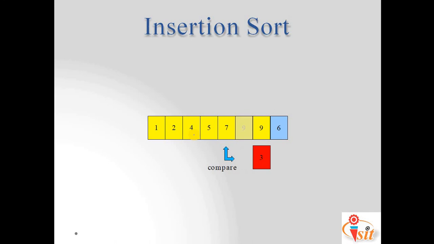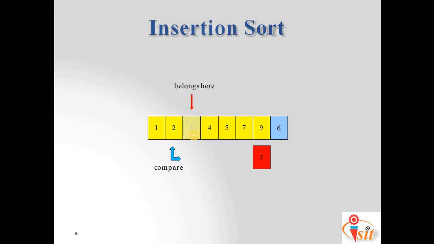Again 3 is going to be compared with the element 7. 3 is the smallest element, so 7 will be moved to the next position. Then 3 is going to be compared with 5. 3 is the smallest element, so again 5 will be moved to the next position. 3 is going to be compared with 4. Again here 3 is the smallest element, so 4 is going to be moved to the next position.